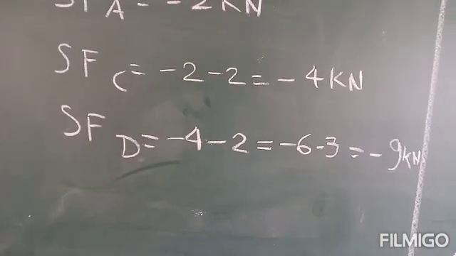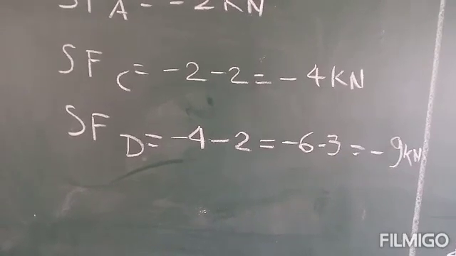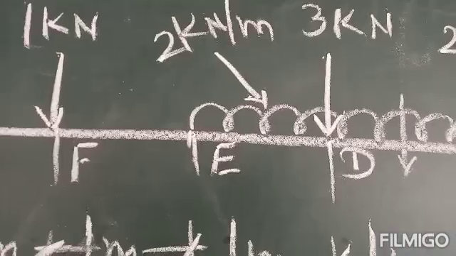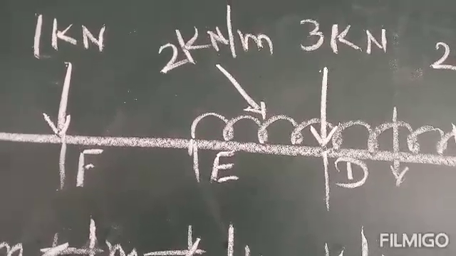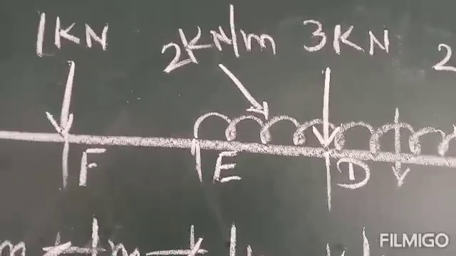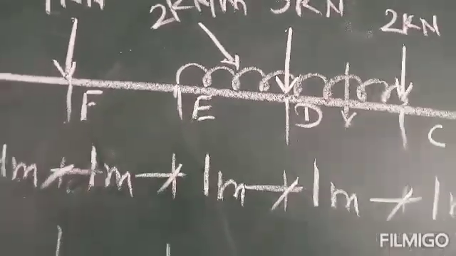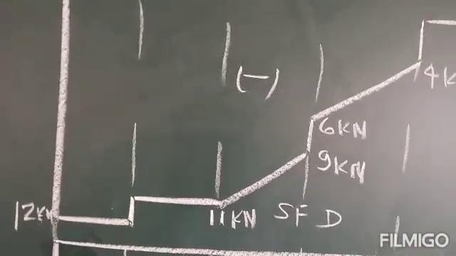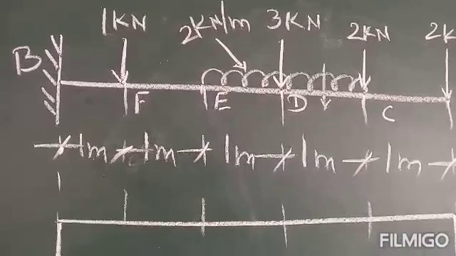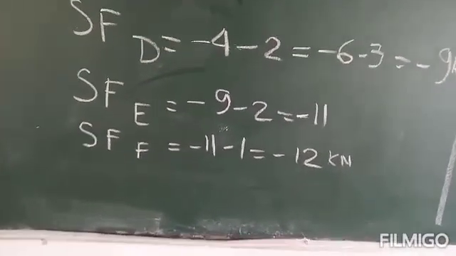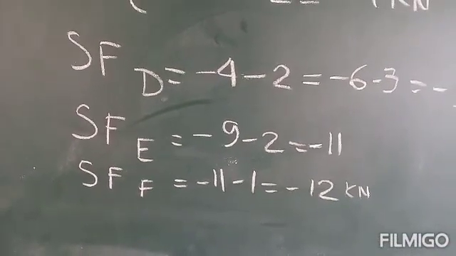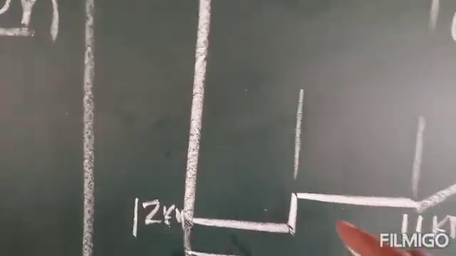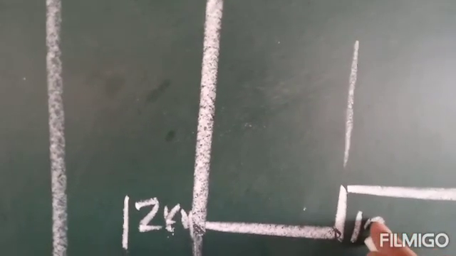This shear force is -4, -2, okay, that comes to 6, and a downward force of -3 kilonewton, so this comes to 9 kilonewton. Now for the shear force at point E, between E and D, this UDL of 2 kilonewton per meter is acting, so this changes from 9 to 11. Again for the shear force at F, the shear force at F is -11 and 1 kilonewton downward, so this is -12 kilonewton, and this continues to point B. Same, this 11, 1, 12, continues to point B.